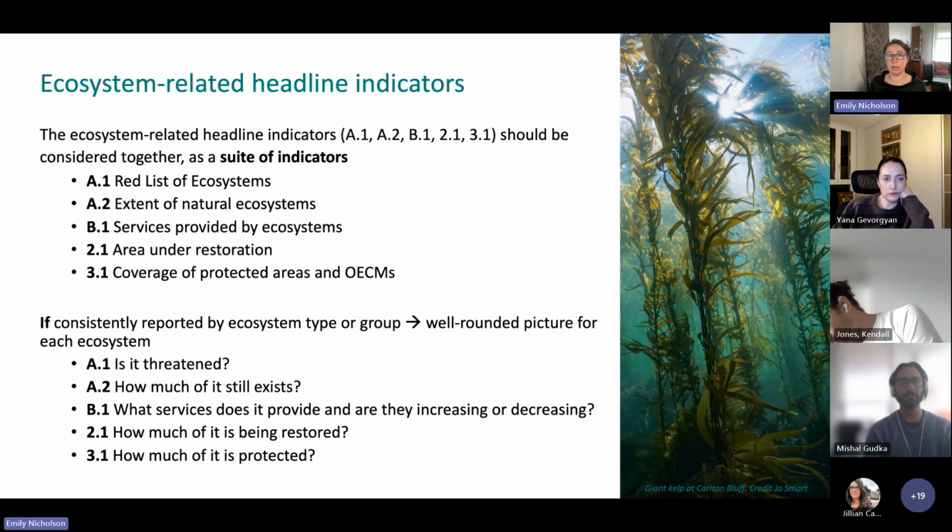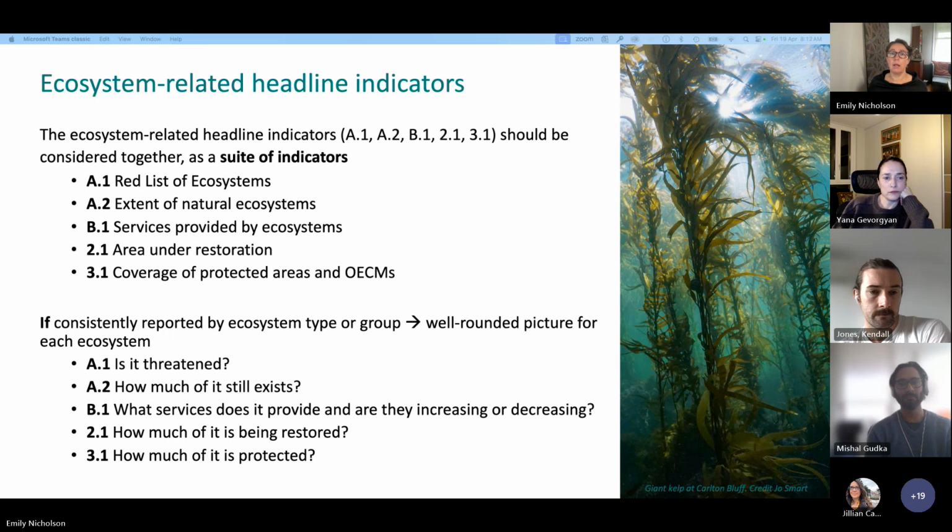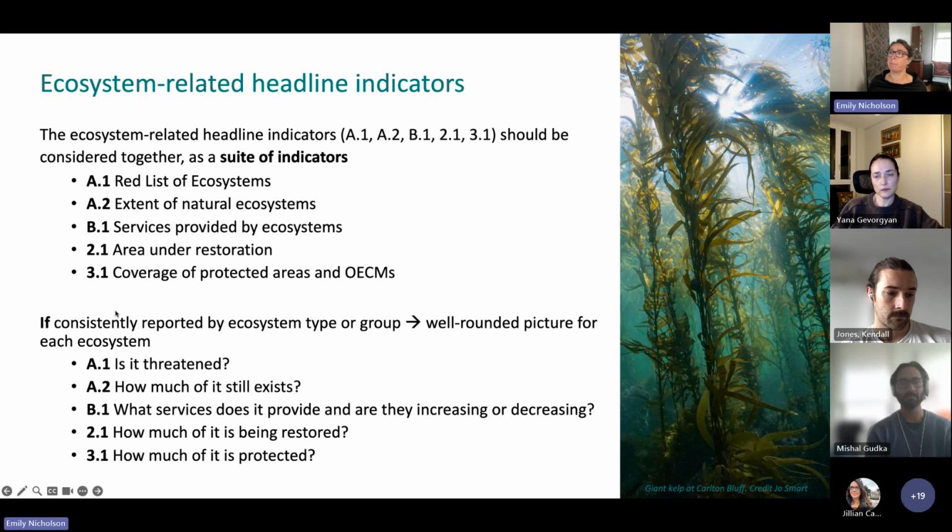If they're reported on consistently by ecosystem type or ecosystem group, they can give us a well-rounded picture for each ecosystem type, for example, for kelp forests. And so, for example, the sort of questions that we can ask are: through indicator A1, is it threatened? A2, how much of it still exists? B1 tells us which services it provides and if they're increasing or decreasing. For targets 2 and 3, we can find out how much is being restored and how much is being protected. And over time, these same indicators can help us evaluate our progress towards the goals and the effectiveness of the targets and the actions under them.